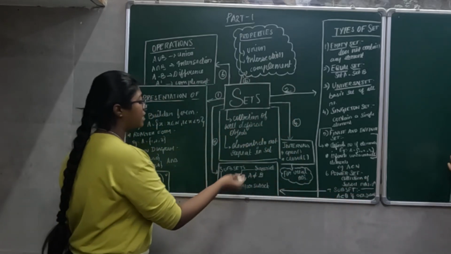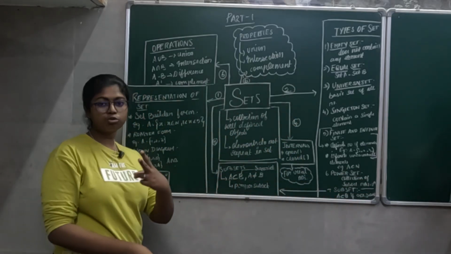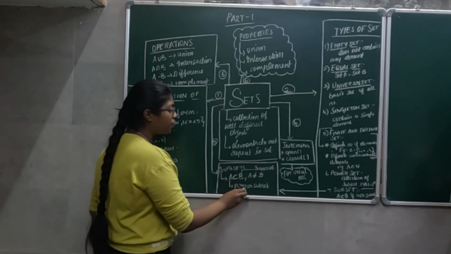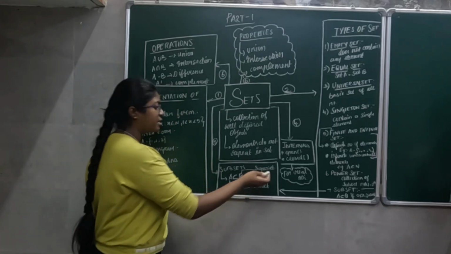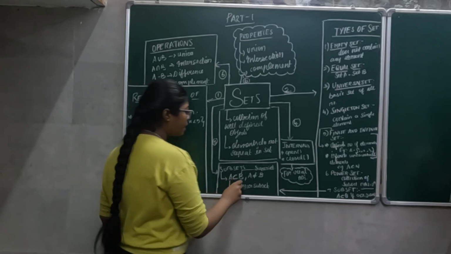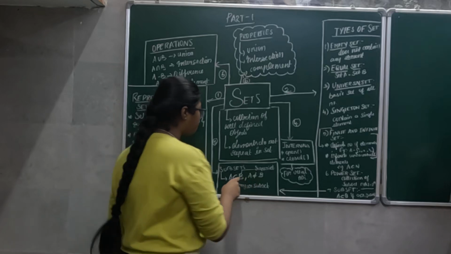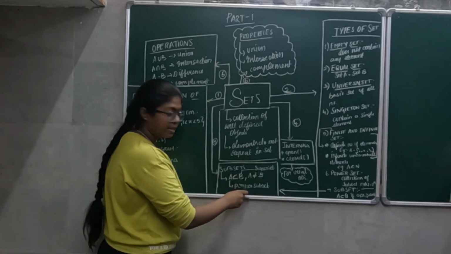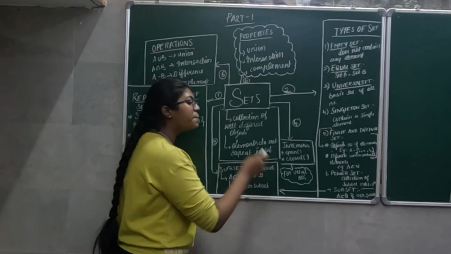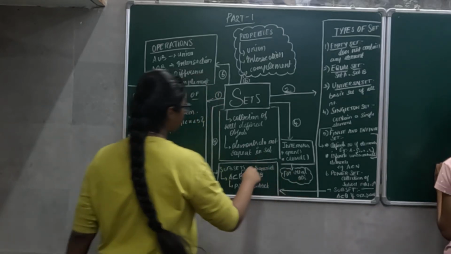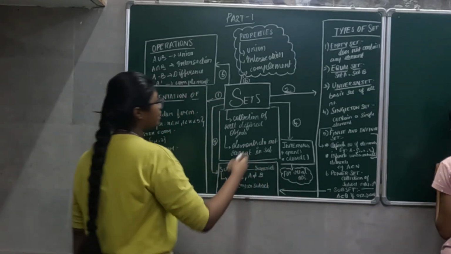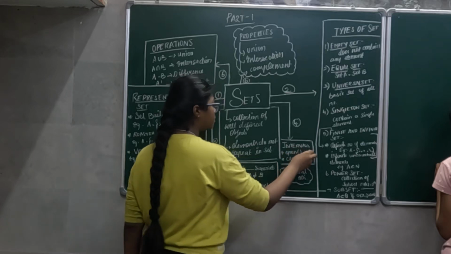This subset can be defined by 2 other terms also: one is proper subset and another is superset. If A is a subset of B, then A is not equal to B, where A is a proper subset and B is a superset of A. Then next we go to intervals.